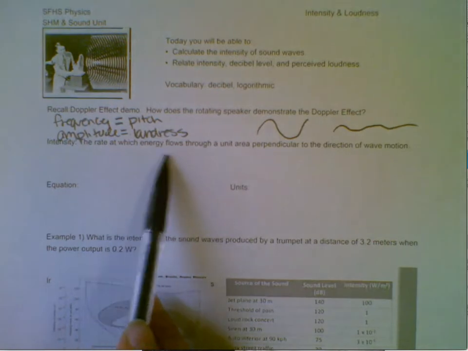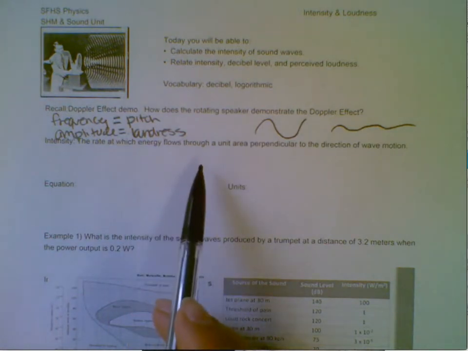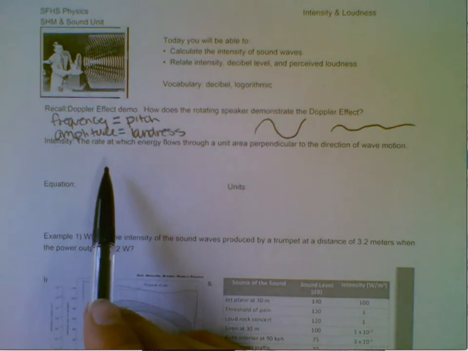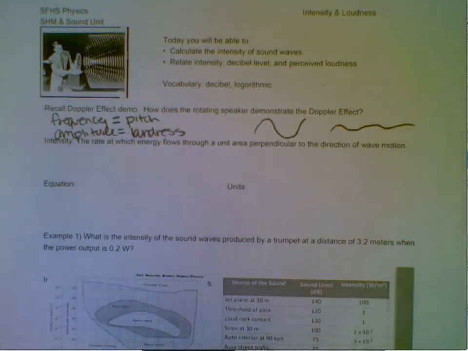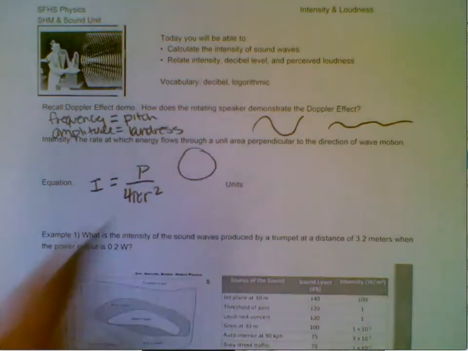Intensity is the rate at which energy flows through a unit area perpendicular to it. So basically it's the rate at which energy flows through some area. The more energy that flows through some specific amount of space, the higher the intensity, the louder that sound. The equation for intensity is power over surface area, and for us it's a sphere, so it's going to be 4 pi r squared. You can imagine sound going through this, like a ring.